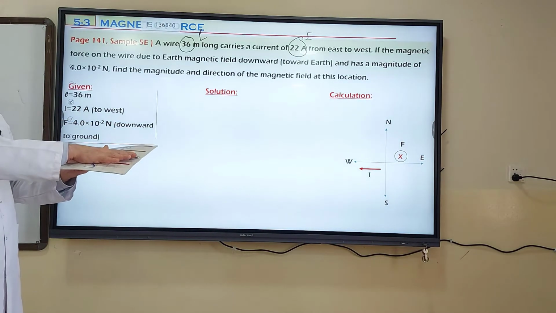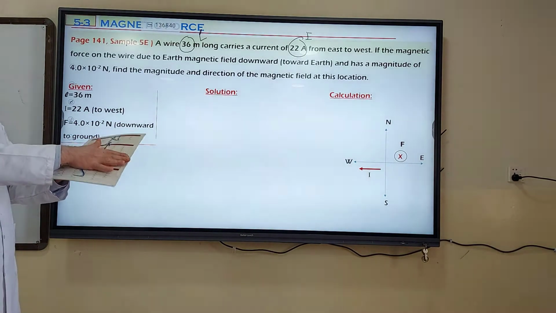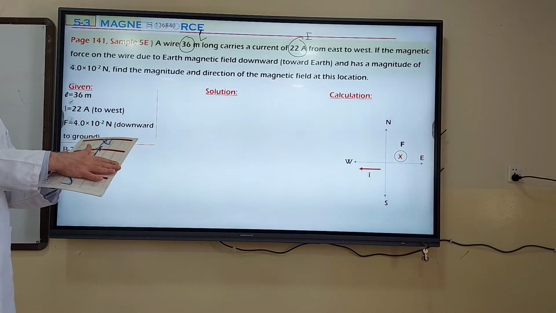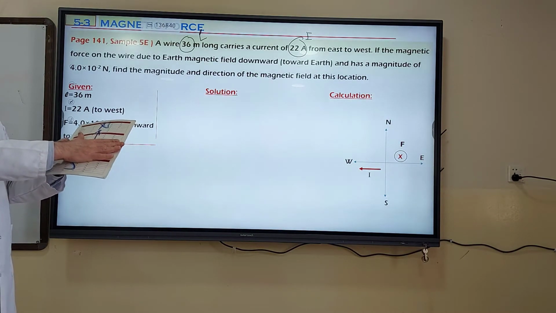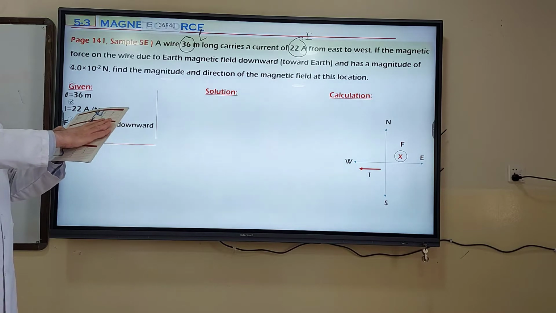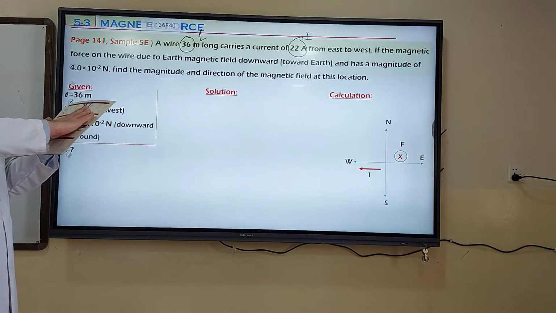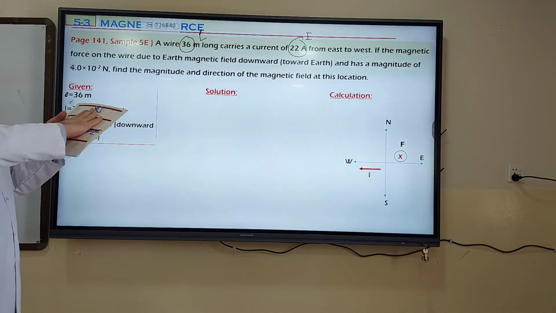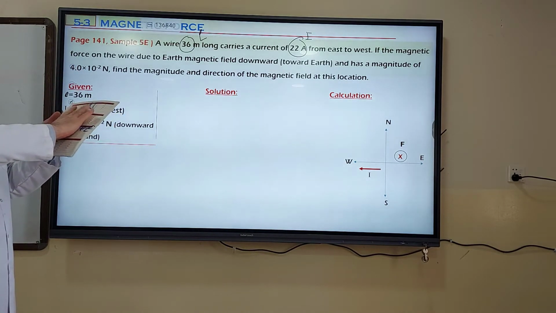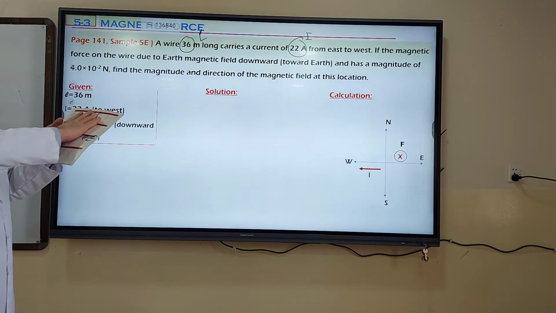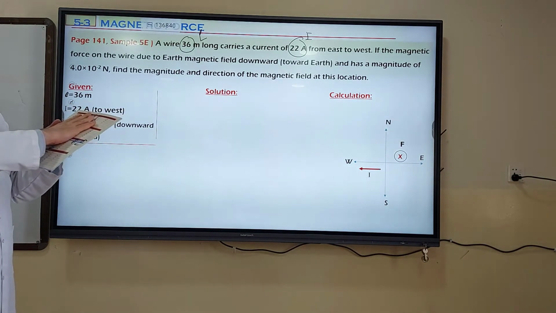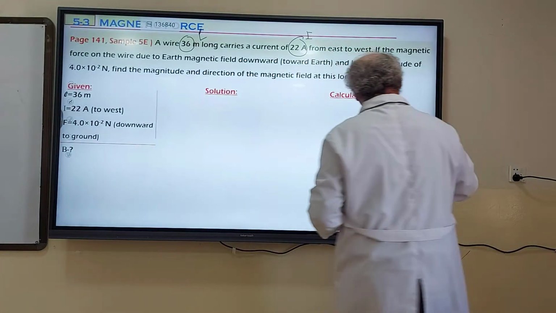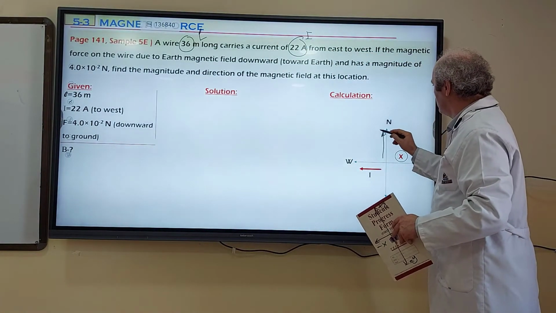Next step. Look at the direction of the electric current. It is west, but my thumb is showing? No. This is wrong. My thumb must change direction. I am going to flip it until my thumb shows to west. Now my thumb is showing west. Palm is showing downward to the ground. So forefinger is to the north. Magnetic field is to the north in this question. So let's draw it. Magnetic field is to the north.